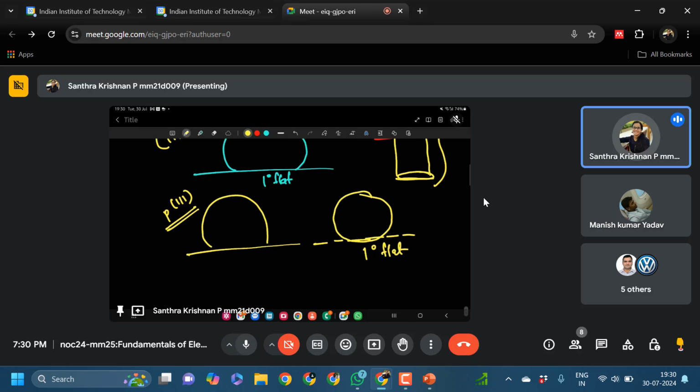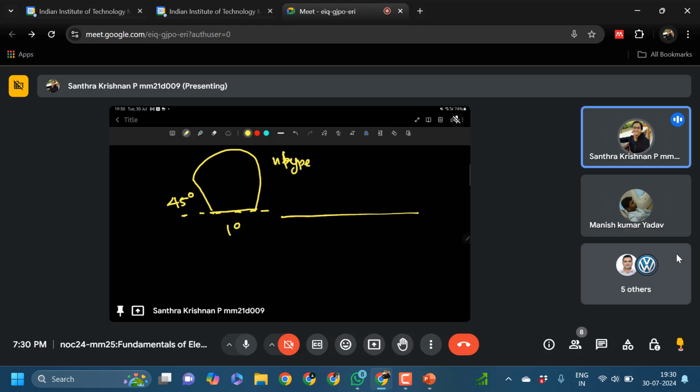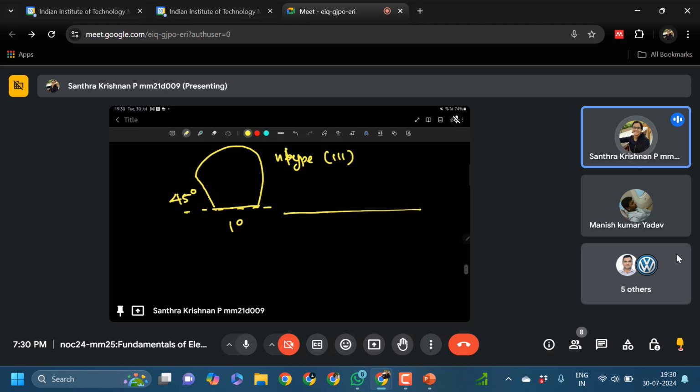Just for identification purposes, we do that. Once manufactured, we need to identify which one we are using for our process. Suppose your wafer looks like this: this is the primary flat and this is the secondary one, a 45-degree one. That is the N type, N type and it is 111. So is that clear? Primary flat means this horizontal part and this is the secondary flat. If the primary flat is horizontal and the secondary one is at 45 degrees, then we identify it as N type and 111. Is that clear? Yes, ma'am, clear.